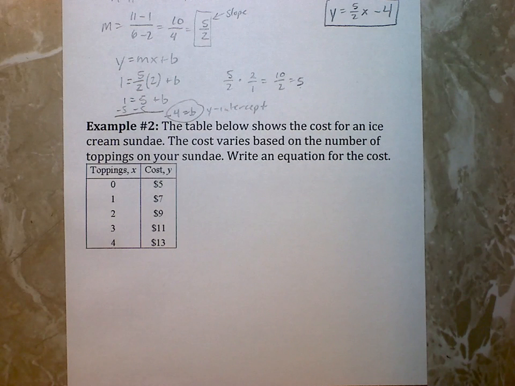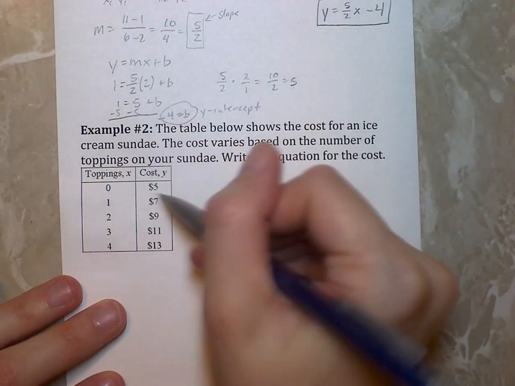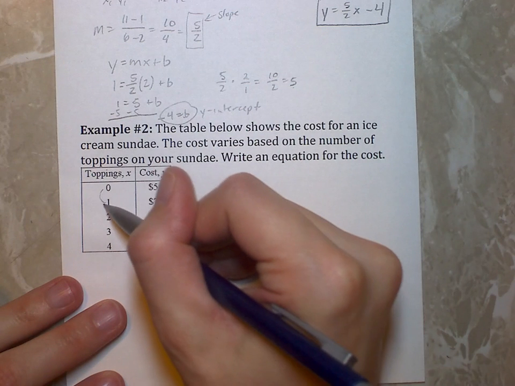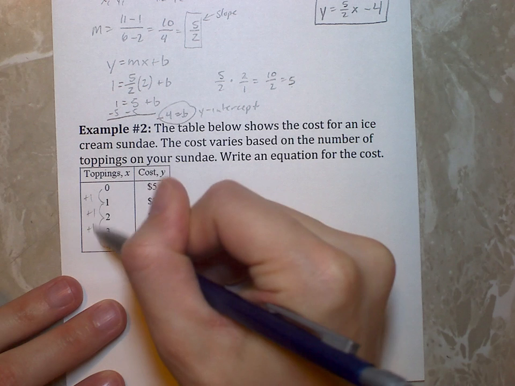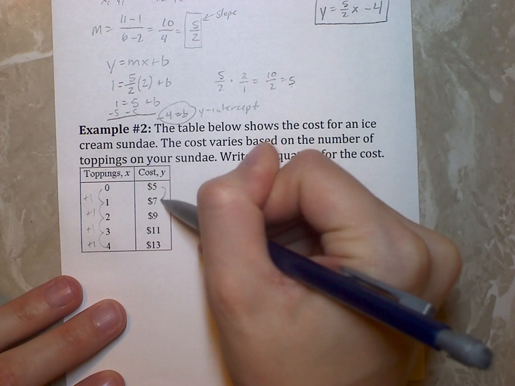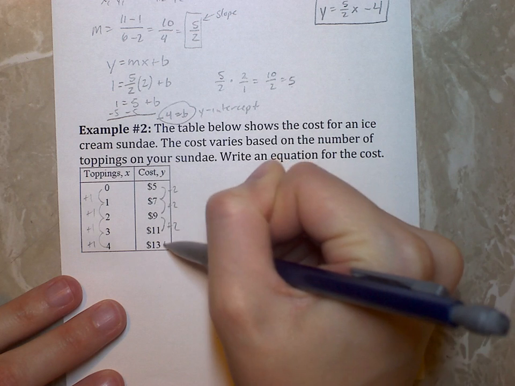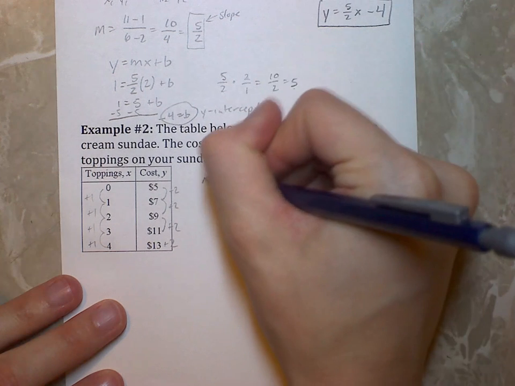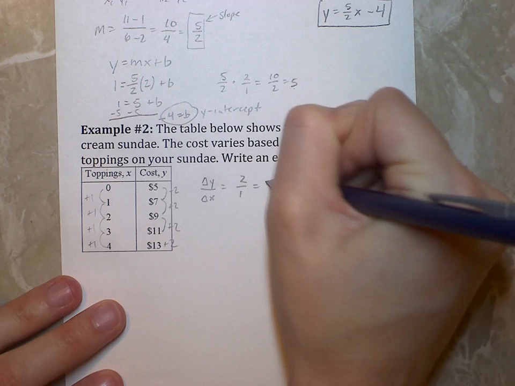Example number 2. The table below shows the cost for an ice cream sundae. The cost varies based on the number of toppings on your sundae. Write an equation for the cost. Okay. So, first I want to point out, right, this goes up by 1, up by 1, up by 1, up by 1. This goes up by 2, plus 2, plus 2, plus 2. So already I could just figure out the slope like this. 2 over 1, which is just 2.